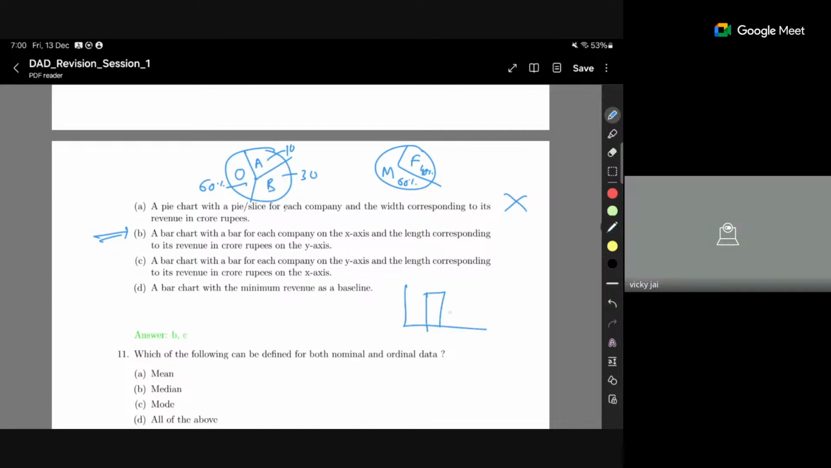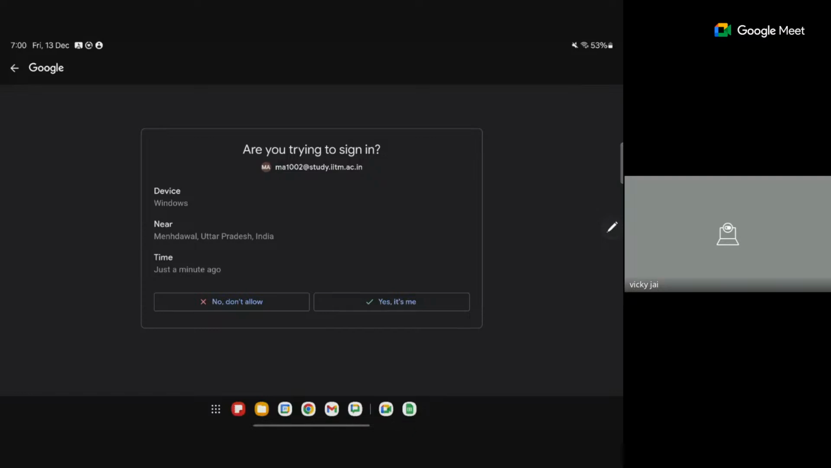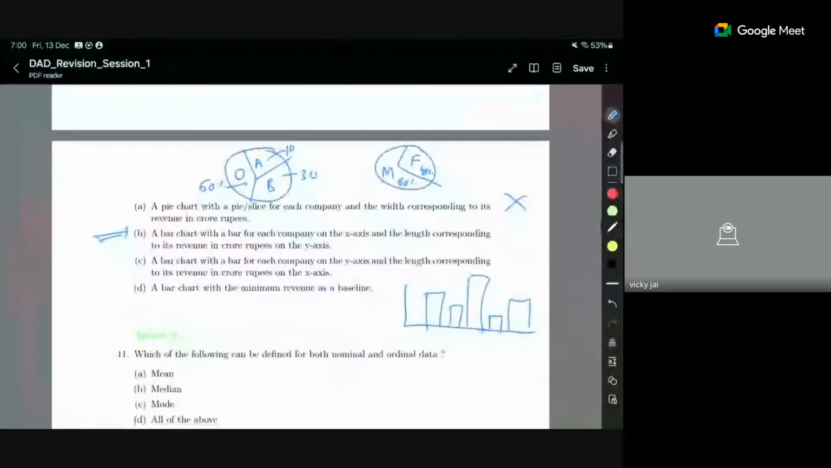This is company A, company B, company C, company D, right? I don't need to know how many companies there are in total, whatever there is, I don't need to know that. So what I can do is draw this kind of chart, right? So this is called a bar chart.